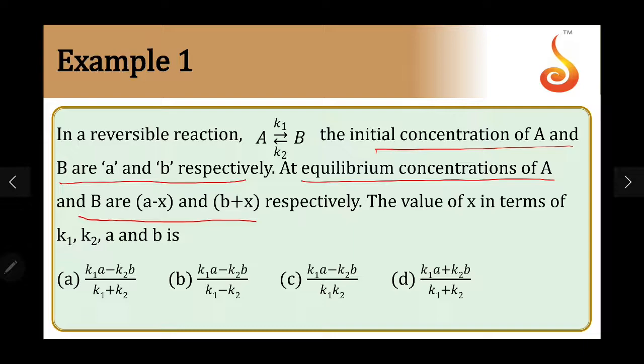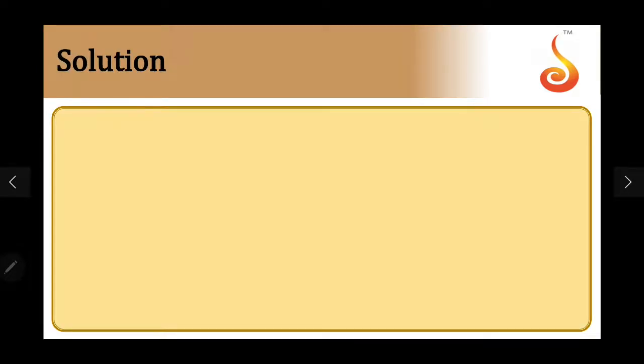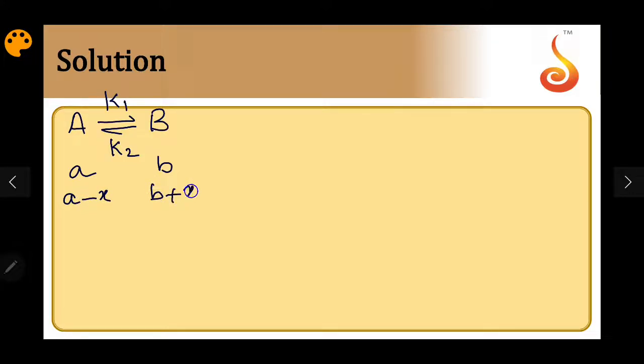We have to find the value of x in terms of K1, K2, a and b, where K1 and K2 are rate constants of forward and backward reactions. So we'll go to the solution. We have the reaction as A giving rise to B. The rate constant for forward is K1, rate constant for backward is K2. So initially it is a and b, and the equilibrium concentration is a minus x and b plus x.